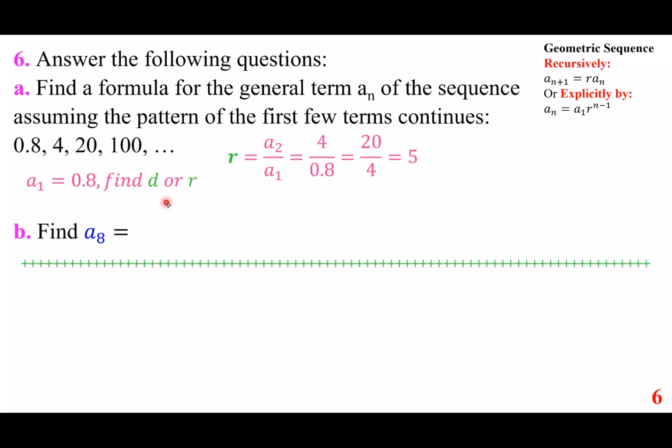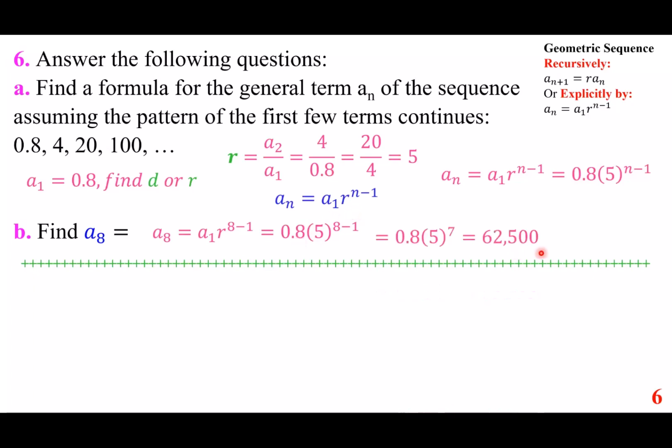So we want a sub n. So a sub n is a sub 1 r to the power of n minus 1. And let's replace a sub 1 with 0.8 and r with 5. So we get 0.8 times 5 to the power of n minus 1. In part B, we are interested in finding a sub 8. So all you have to do is replace the n with number 8. So this becomes 0.8 times 5 to the power of 7, and using a calculator gives us 62,500.